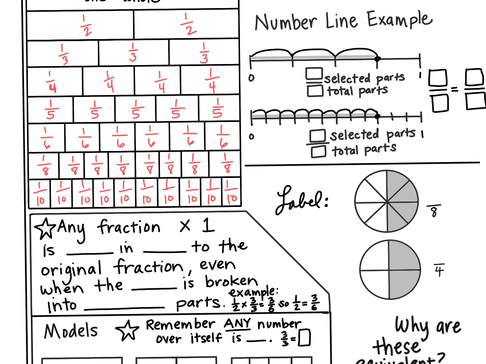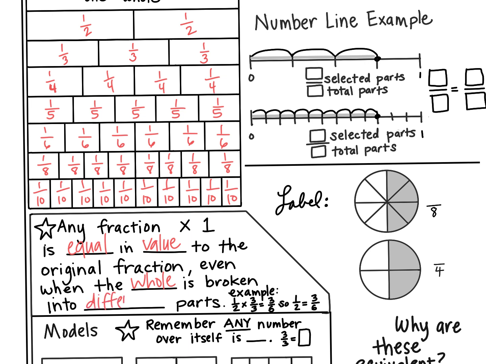Okay, any fraction times 1 is equal in value to the original fraction. Think about that for a minute. If I have a number times 1, it's equal to the number that I started with, right? Okay, so same thing with fractions. Any fraction times 1 is equal in value to the original fraction, even when the whole is broken into different parts.